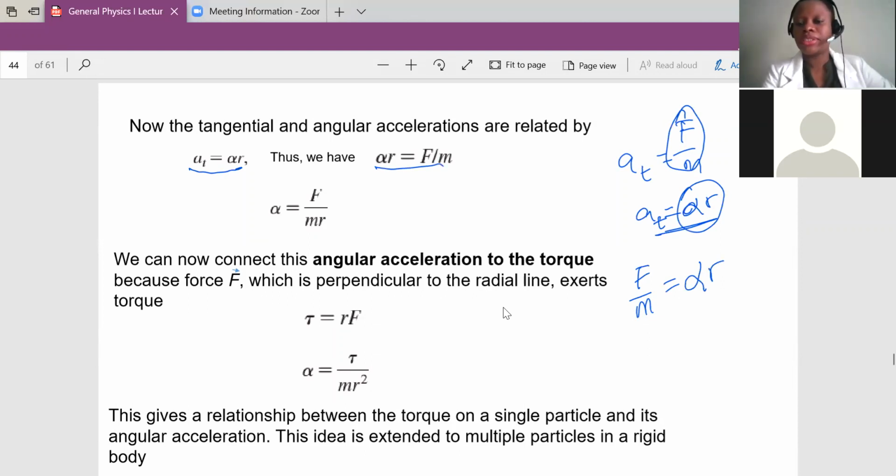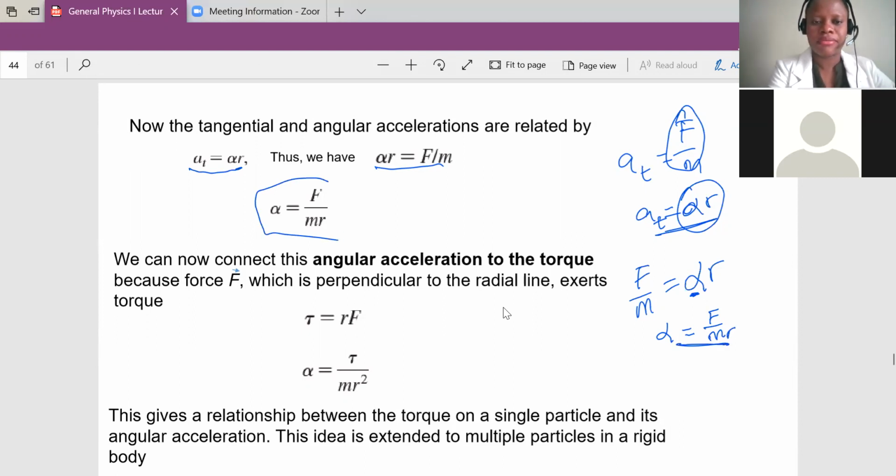From this expression, we'll make the angular acceleration the subject of the formula. We'll divide by the coefficient there. So we'll have angular acceleration is equal to F over mr. That is how we came here. So this is an equation that links the tangential force with the angular acceleration. Now we want to connect the angular acceleration to torque.